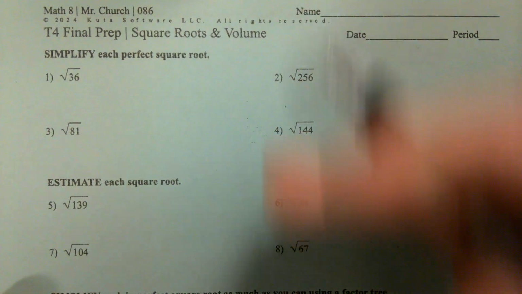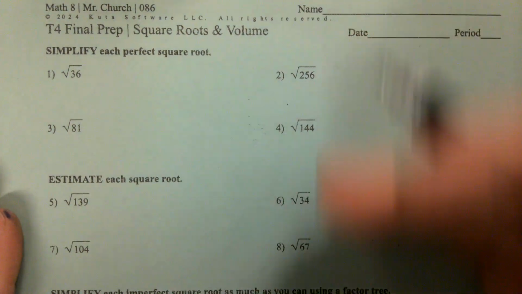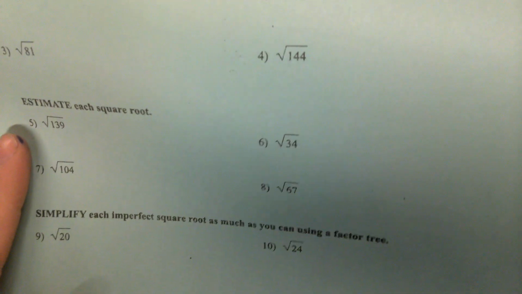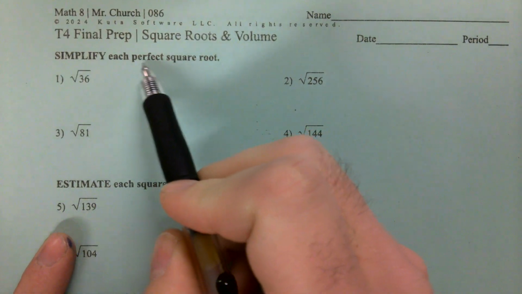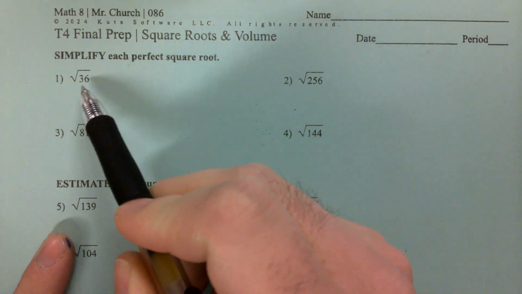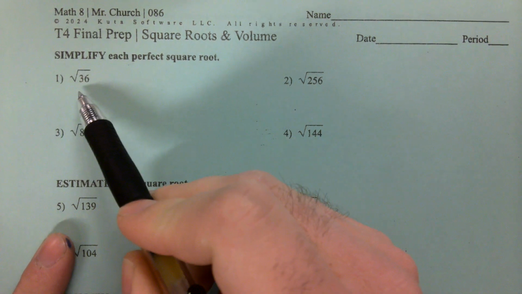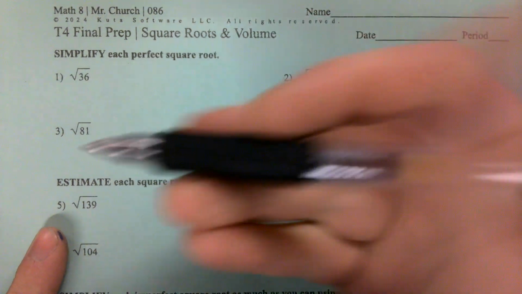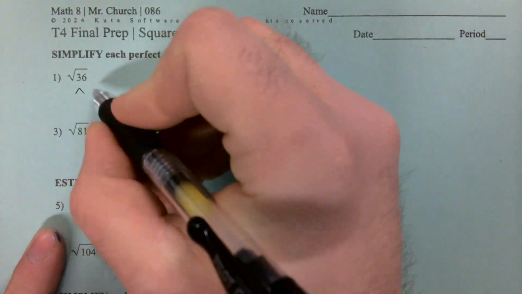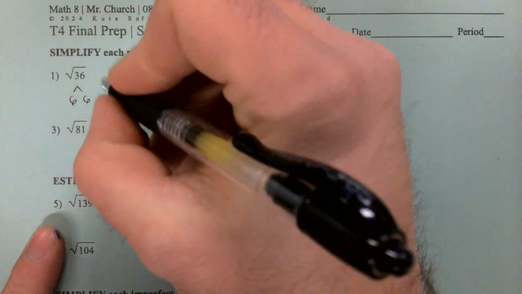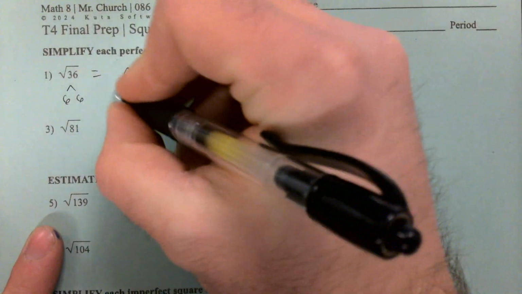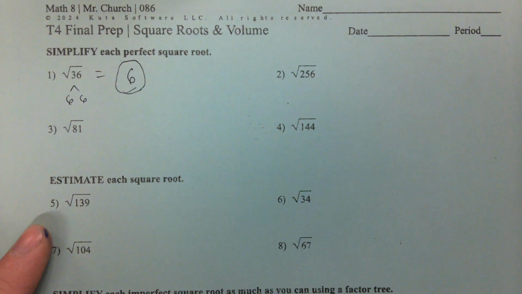All right, so we're going to do one from each little section here because they all look the same. Every problem looks alike, but we're going to do them a little bit differently, right? Simplify each perfect square. If we've got a perfect square, we know that we're not going to have a square root in our answer. We could still do a factor tree just like always, but we know that we're going to have identical factors like 6 times 6. So the square root of 36 is just 6.